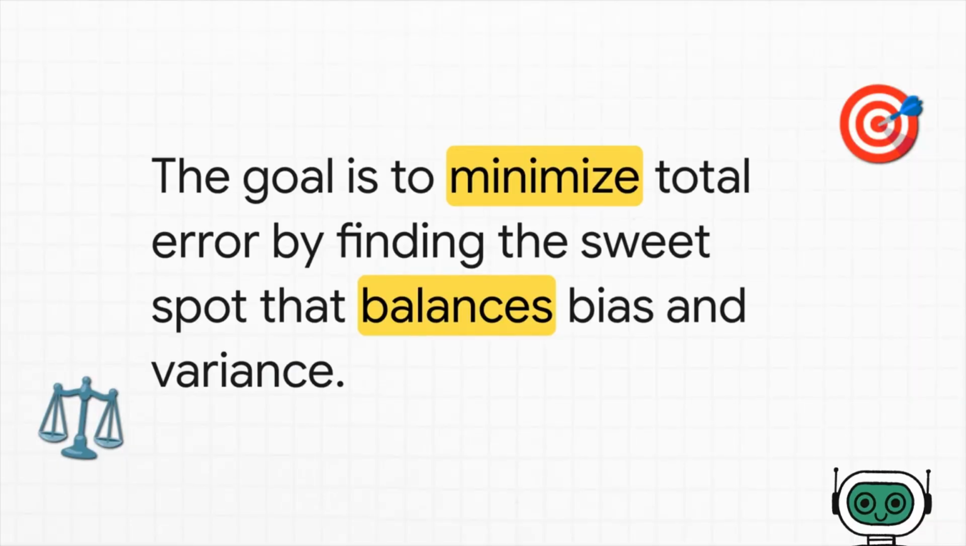This brings us to the trade-off itself. As you make a model more complex, its bias tends to go down, which is good. But at the same time, its variance tends to go up, which is bad. The goal is always to find that sweet spot, the level of complexity that minimizes the total error by striking the perfect balance between the two.